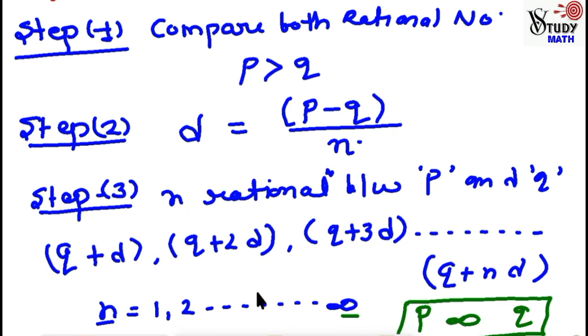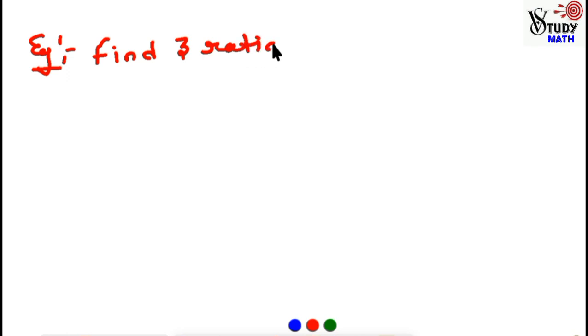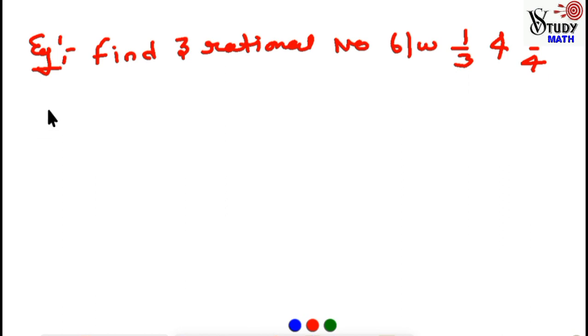Let's try to understand this concept with the help of an example. And the example is that, again we take the same example. Find three rational numbers between 1/3 and 1/4. This is the same question, but this time we have to find three rational numbers, more than one. So we are going to apply concept number 2 here.